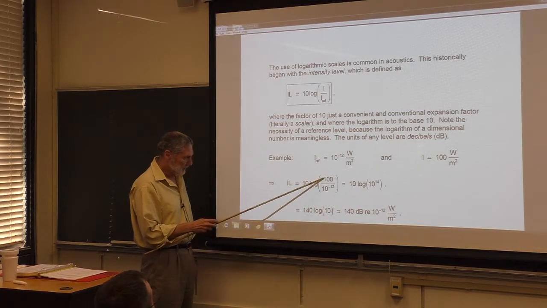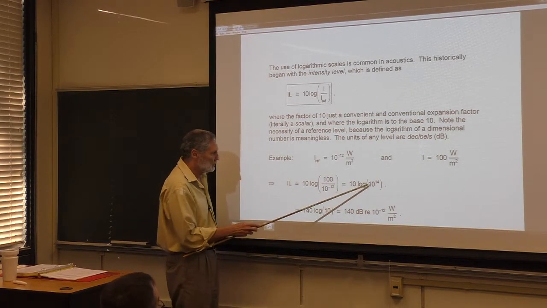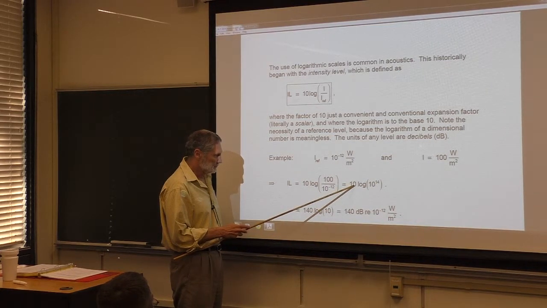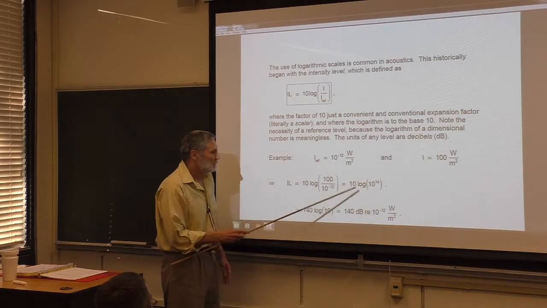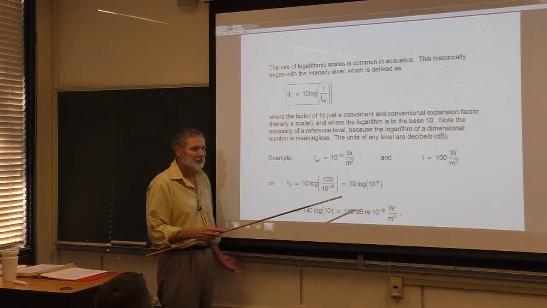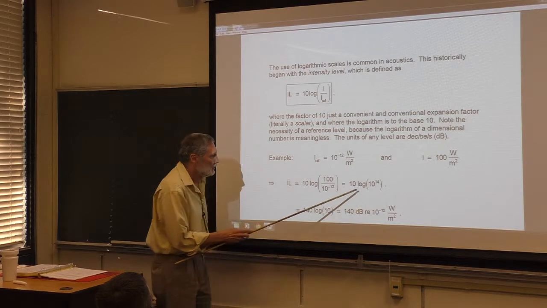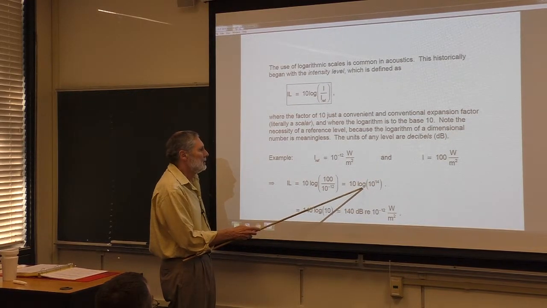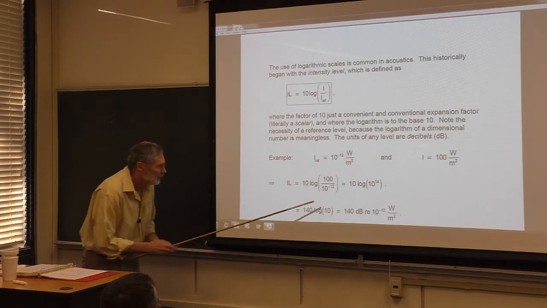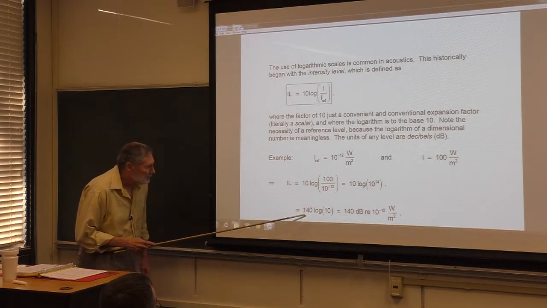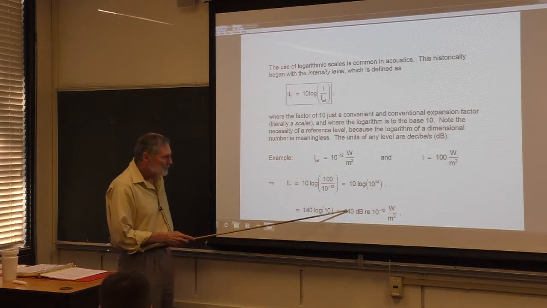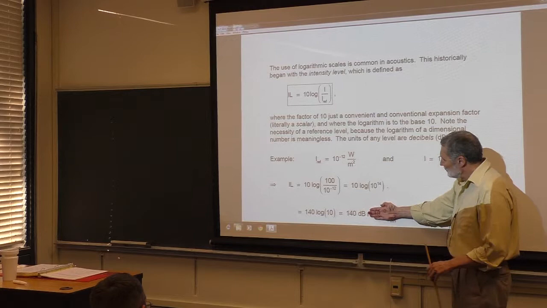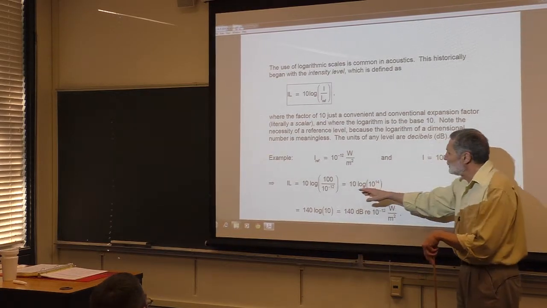And you can see that this is going to be 10 times the log of 10 to the 14th. I bring the 14 down, I get 140 times the log of 10. The log of 10 is 1, right? Those are inverse functions: taking the logarithm and raising 10 by a power. So we get 140 here, and the way we write it is 140 dB.